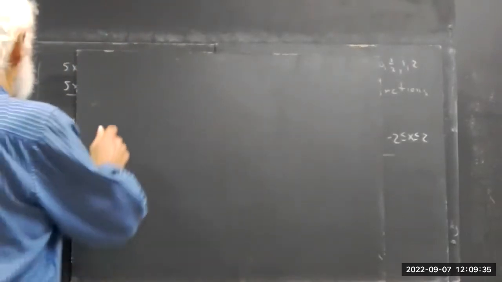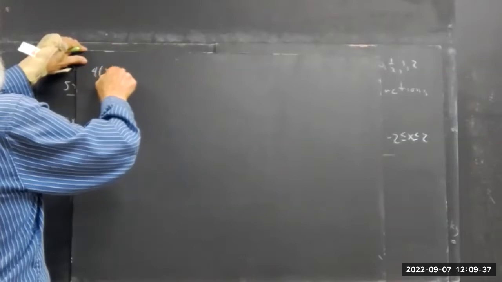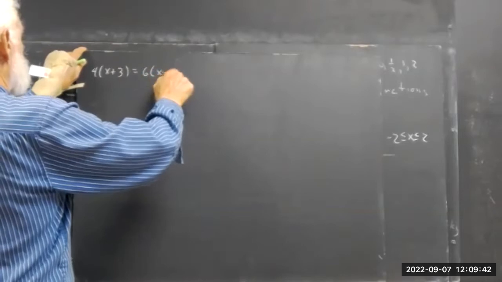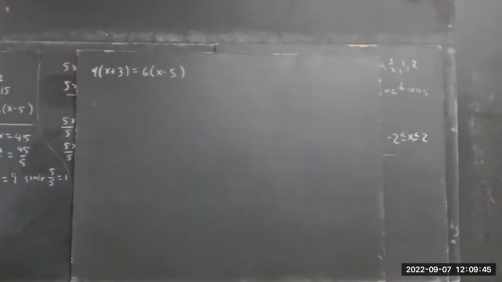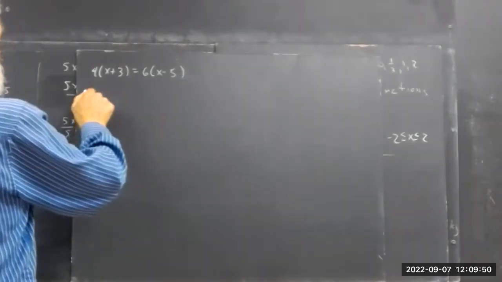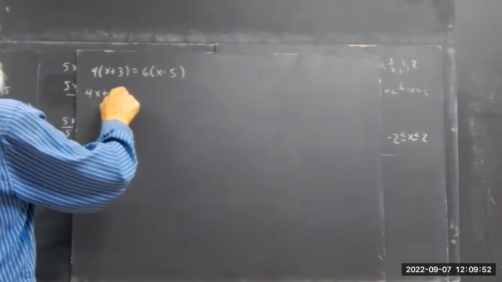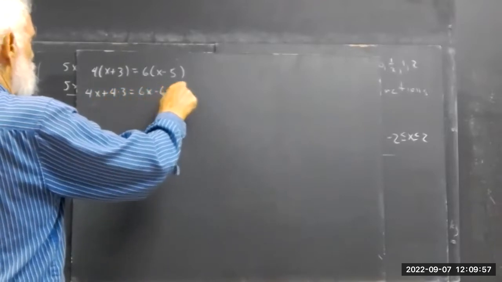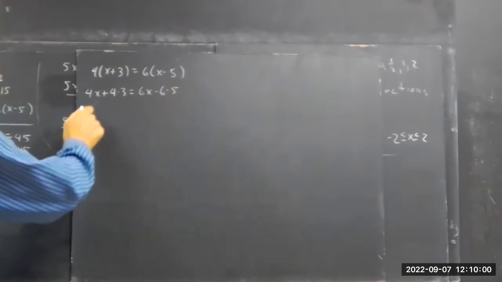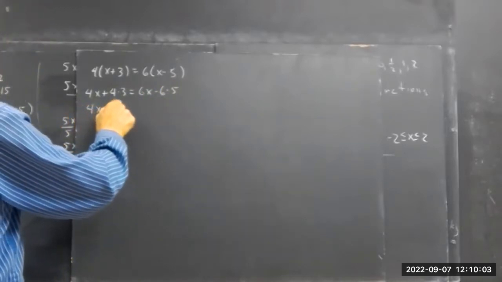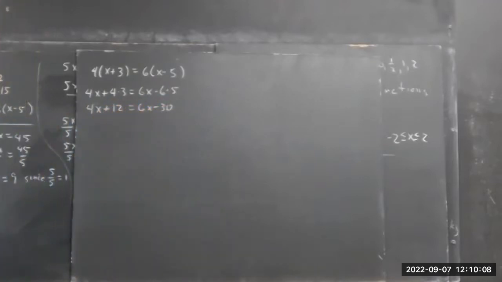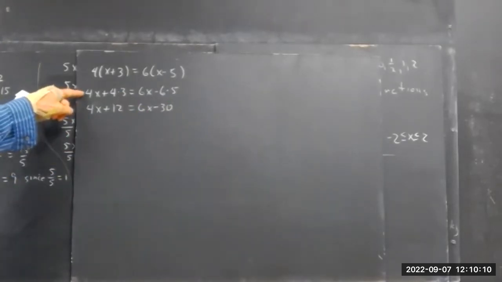So let's take it for the quantity x plus 3 equals 6 times the quantity x minus 5. We're using the distributive law. That's 4x plus 4 times 3 equals 6x minus 6 times 5. Then with the multiplication, you get this. And I recommend right now you write out this step.